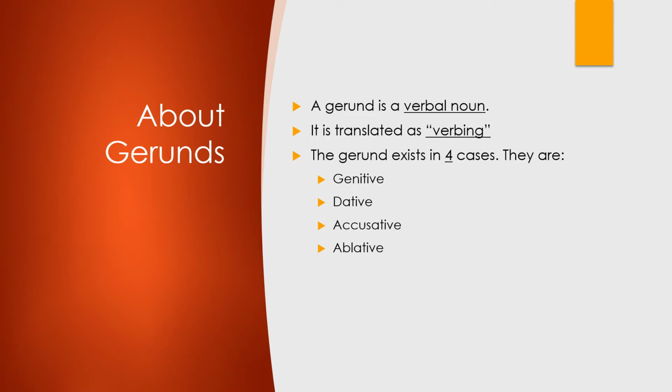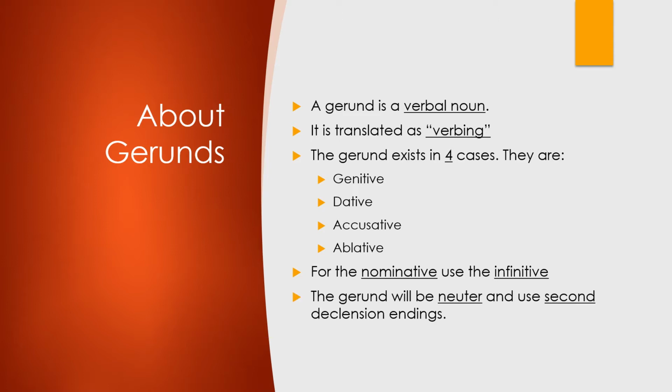These are the genitive, the dative, the accusative, and the ablative. Now, if you're thinking, what if I really need a verbal noun as a subject in the nominative? Well, for that, you would simply use the infinitive, which, remember, is also a type of verbal noun. The gerund will be neuter and use second declension endings. Finally, it's important to note that the gerund does not have any plural forms. It will always be singular.